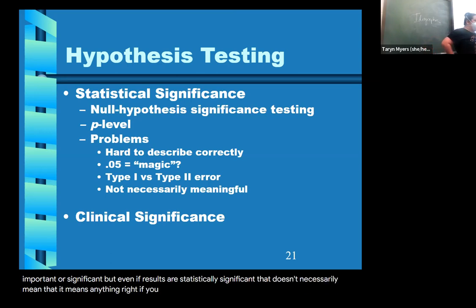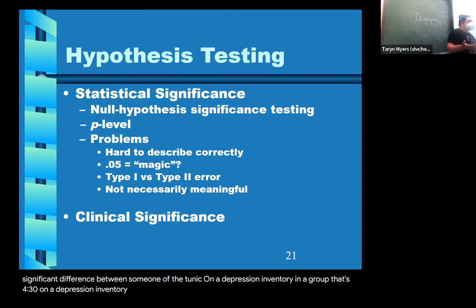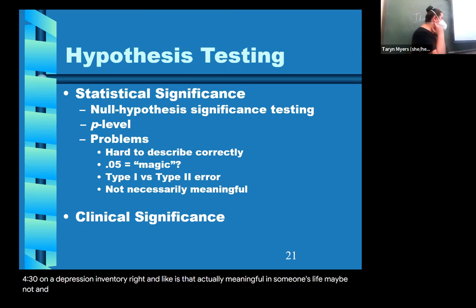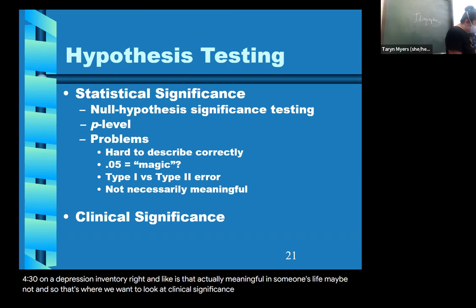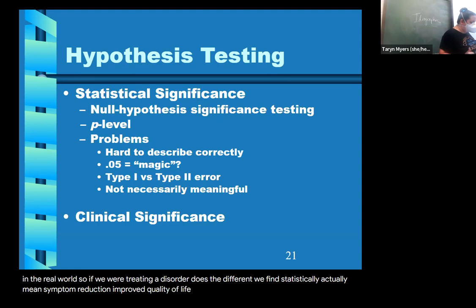If you've got a big enough sample, you could have a statistically significant difference between a group that scores 31 on a depression inventory and a group that scores 30 on a depression inventory, right? Is that actually meaningful in someone's life? Maybe not. And so that's where we want to look at clinical significance, which is, does it make a difference in the real world? So if we were treating a disorder, does the difference we find statistically actually mean symptom reduction, improved quality of life for that person?